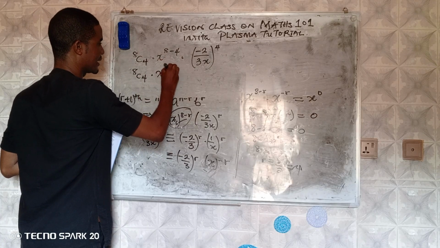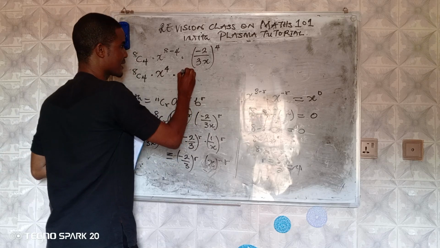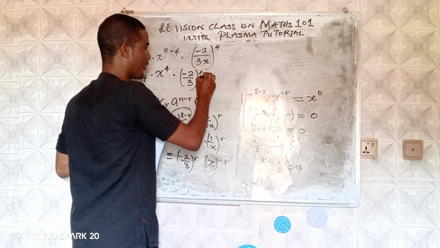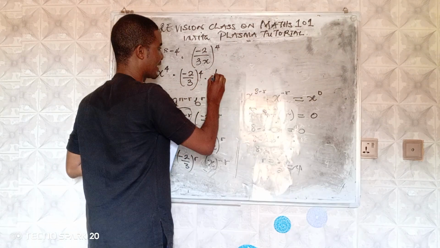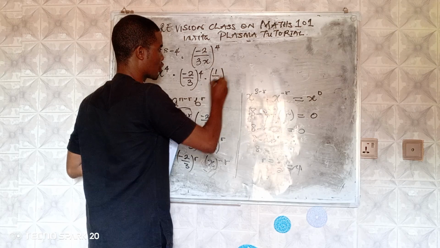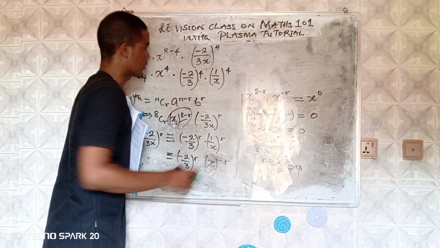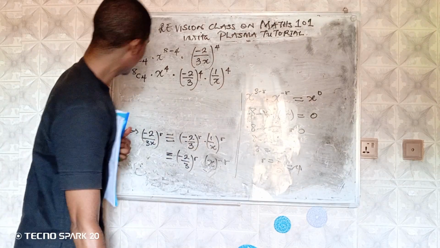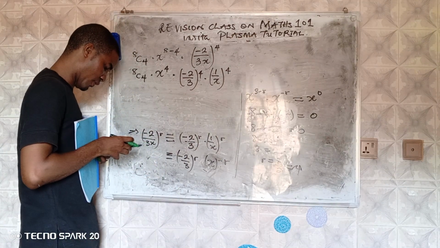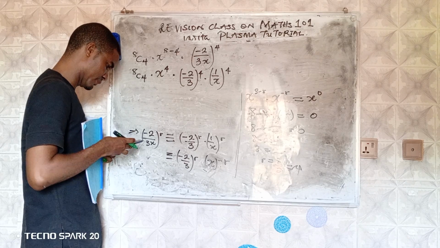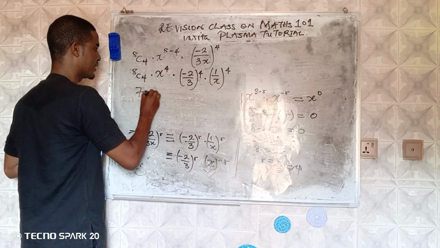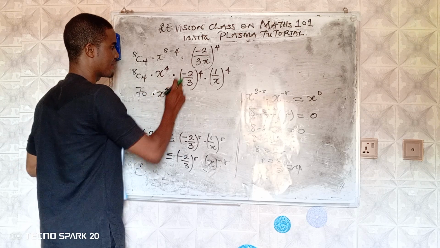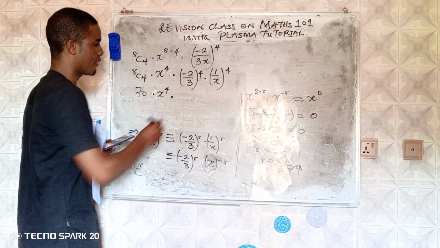8 minus 4 is 4. You know, this is the same thing as minus 2 over 3 all raised to power 4 times 1 over x all raised to power 4. So pushing up that, I have 8 combined 4. This is 70 times x raised to power 4 times minus 2 raised to power 4.